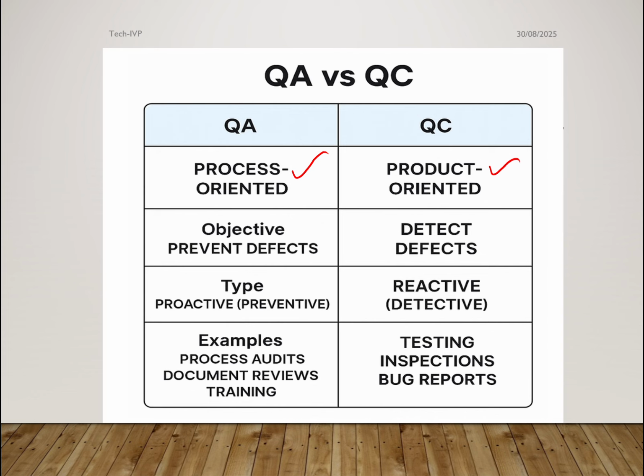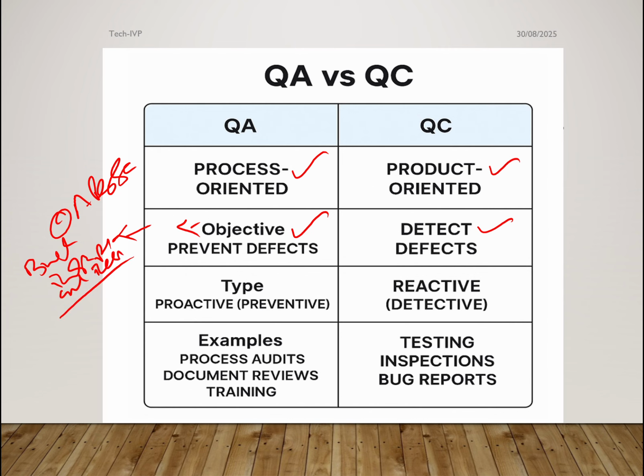The objectives are preventing defects and detecting defects. Preventing defects means the QA person builds the test plan and test strategy to prevent defects, but the QC person will build test scenarios and test cases and execute them.